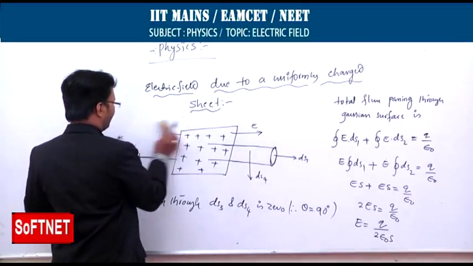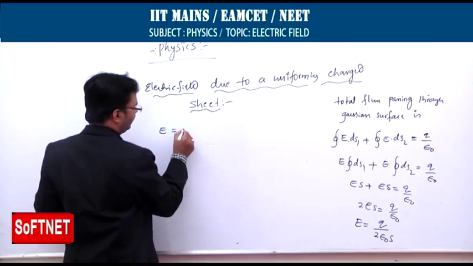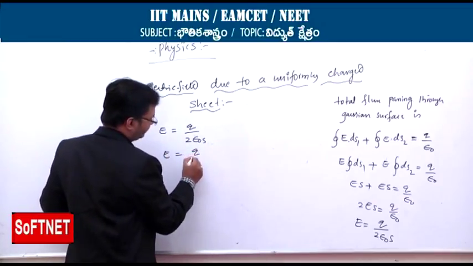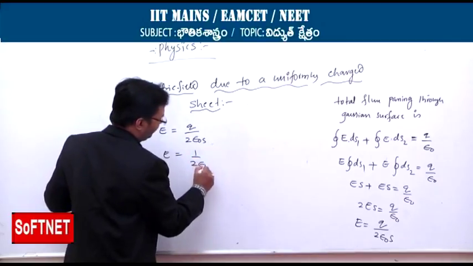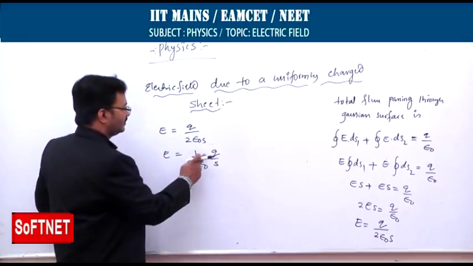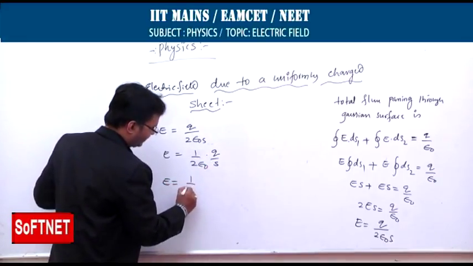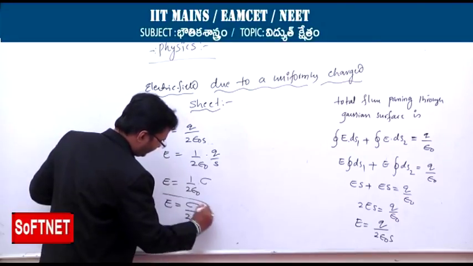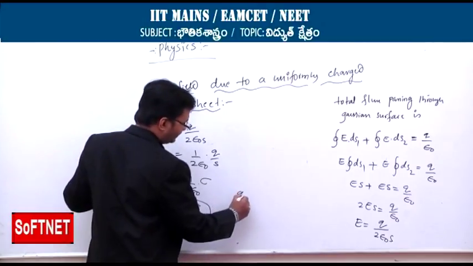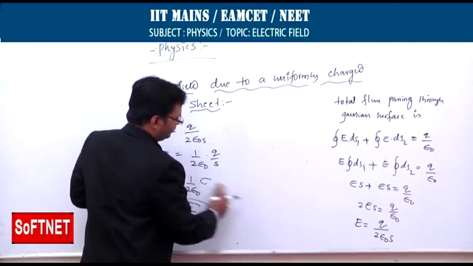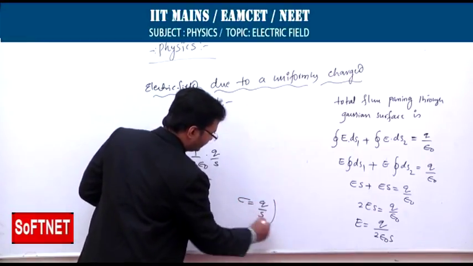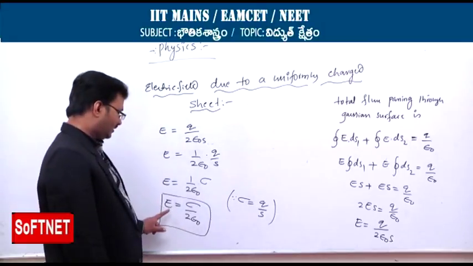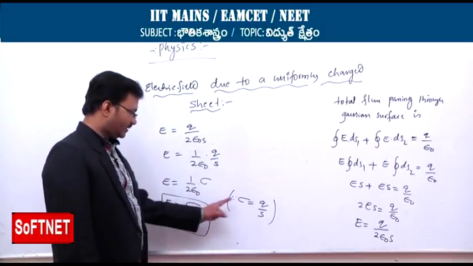Then how do we write the final equation? We can write the final equation as E equals 1 by 2 epsilon naught into q by S. Here charge per surface area is nothing but the surface charge density, that is sigma. So E equals sigma by 2 epsilon naught. This is the electric field intensity due to a uniformly charged sheet. Here sigma is the surface charge density.